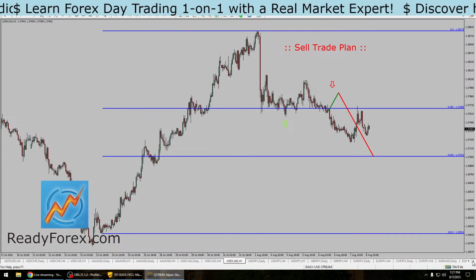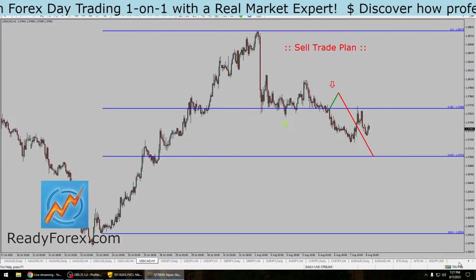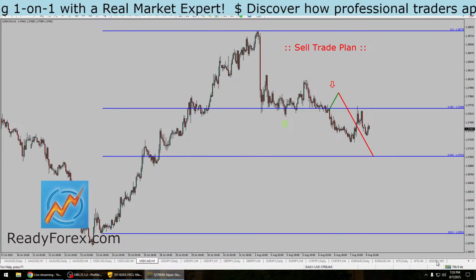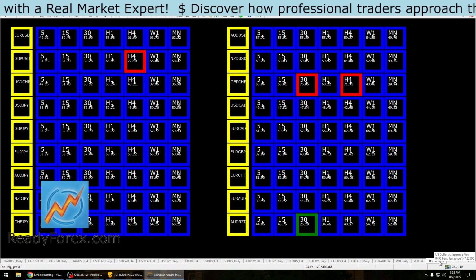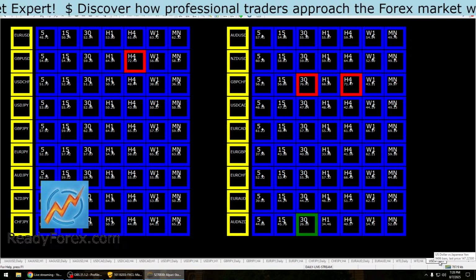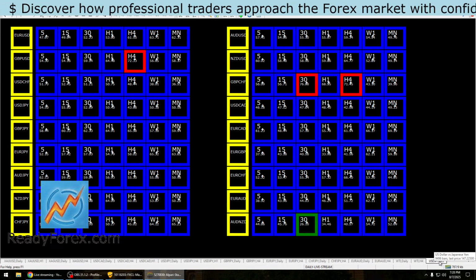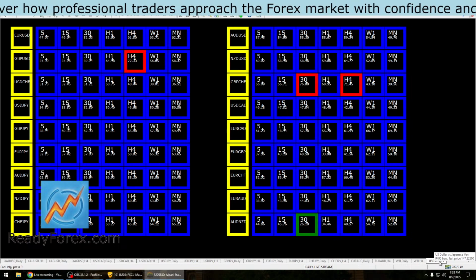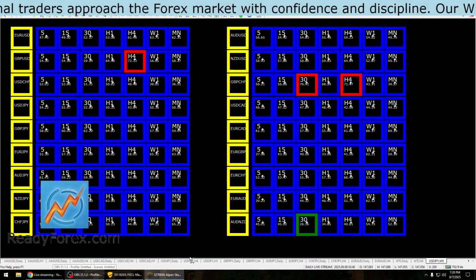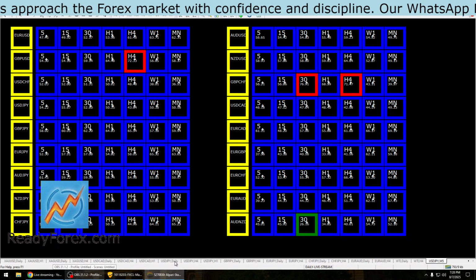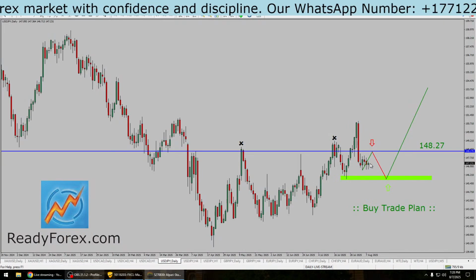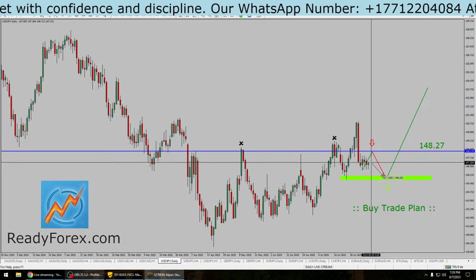Okay, I'm going to move the charts to the right hand side. Let's go back to the US dollar Japanese yen currency pair, which looks bearish. Over to the time frame. On this side, yes, price action is going to drop more over here.